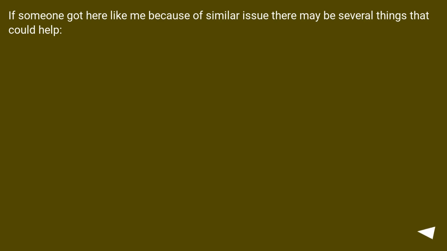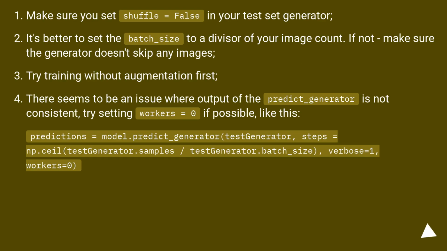If someone got here like me because of a similar issue, there may be several things that could help. Make sure you set shuffle equals False in your test set generator. It's better to set the batch_size to a divisor of your image count. If not, make sure the generator doesn't skip any images. Try training without augmentation first.